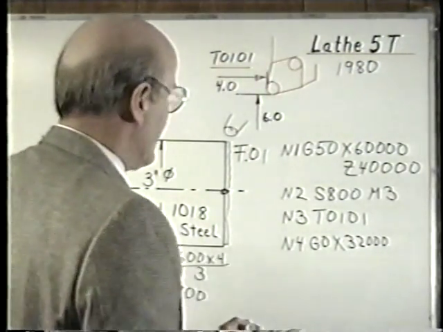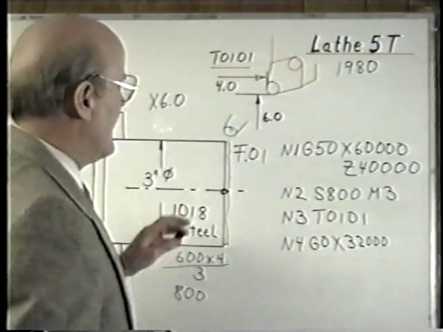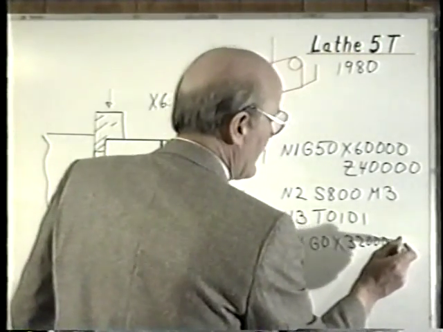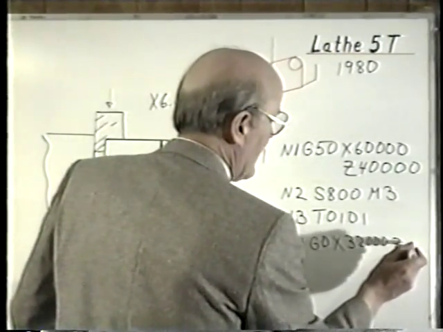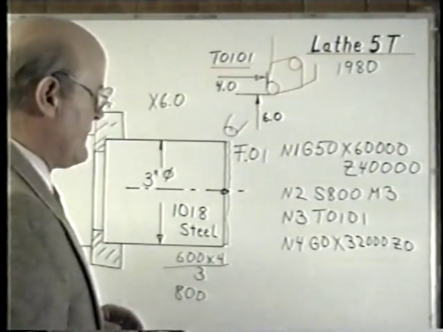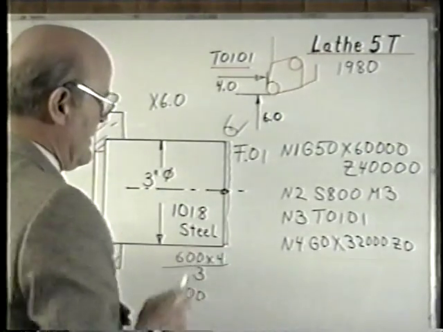3 inches and 200 thousandths is a number larger than 3, and we're not hitting our part. At the same time, we go to Z0. That would represent the finished face of this part. Now we're sitting in a logical place to face this part.